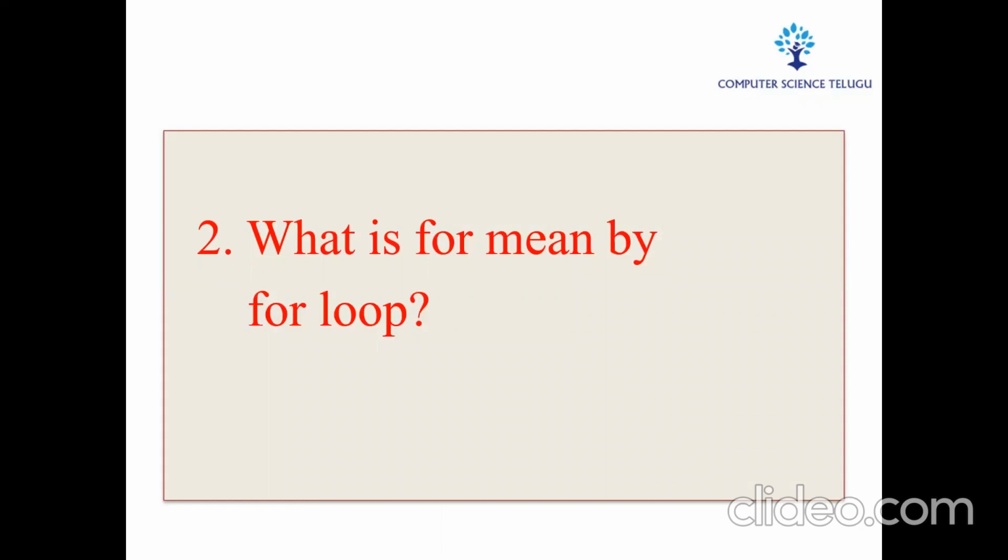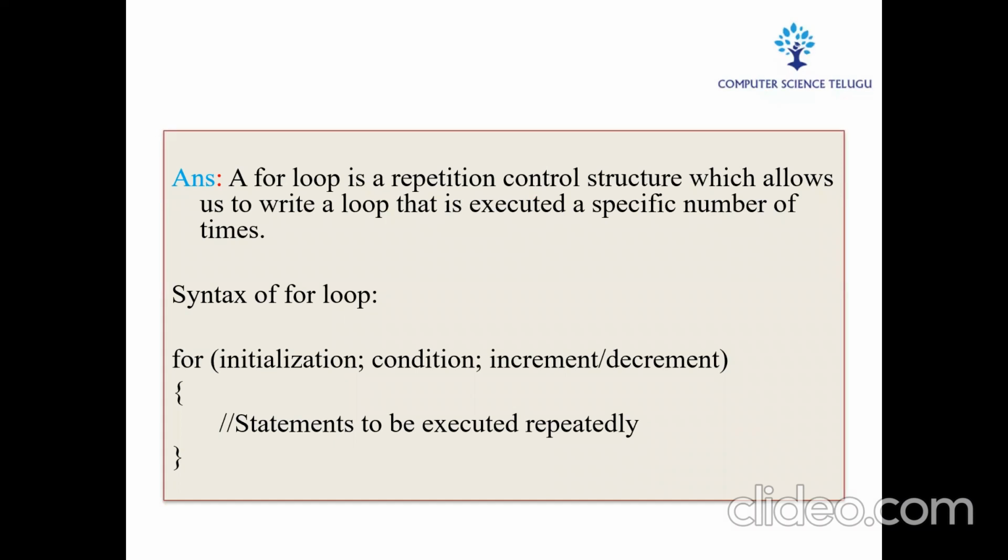Next question. What is meant by a for loop? A for loop is a repetition control structure which allows us to write a loop that is executed a specific number of times. It is also called a repetition control structure. The syntax of the for loop is initialization, condition, increment or decrement, then the statements to be executed repeatedly.